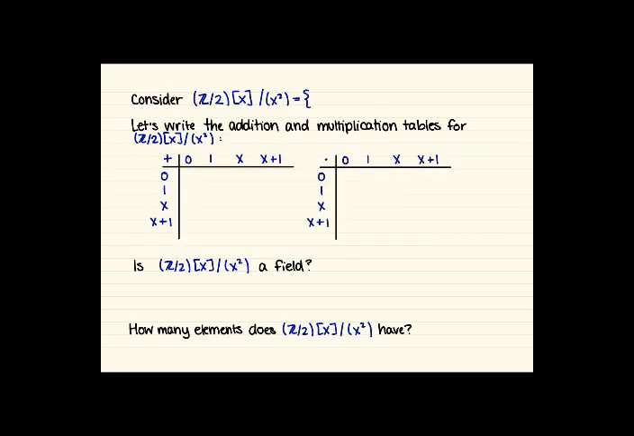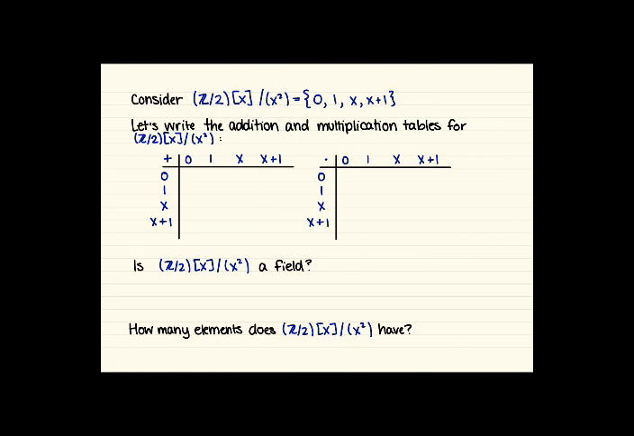So let's start by looking at Z mod 2 adjoin x mod the polynomial x squared. Since everything in here will be congruent to something of degree less than 2, we can think of this as being the set containing 0, 1, x, and x plus 1, since these are the polynomials in Z mod 2 adjoin x with degree less than 2. Now let's write out addition and multiplication tables for this ring to see what the structure of these operations looks like.